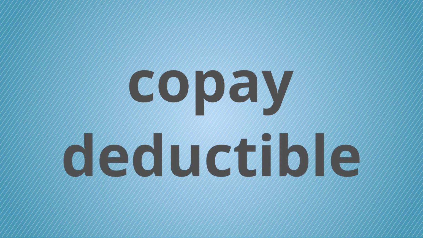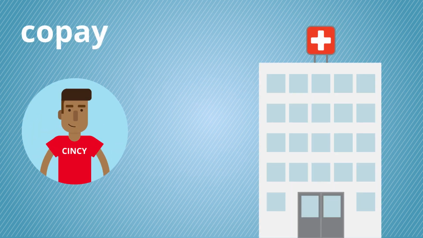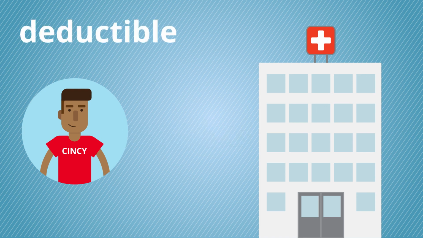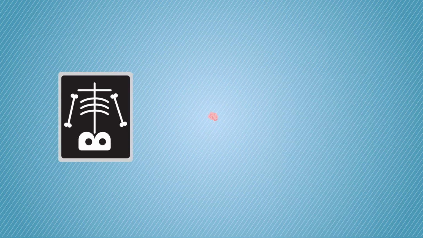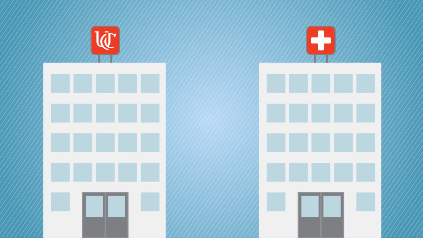Get familiar with the terms copay and deductible. A copay is a fixed amount that you pay your healthcare provider for services, usually at the time you visit. A deductible is an amount that you will have to pay for healthcare services before your insurance company pays. Copays and deductibles are affected by the type of healthcare you are receiving, and also by the provider you choose.